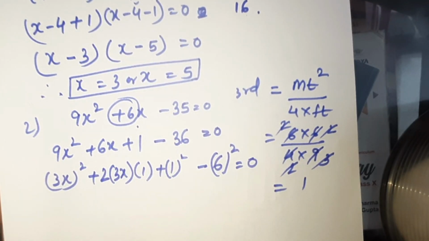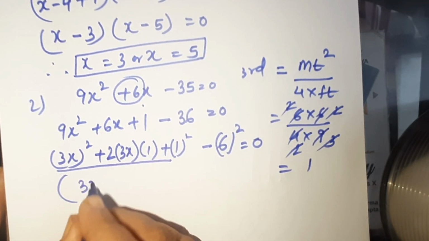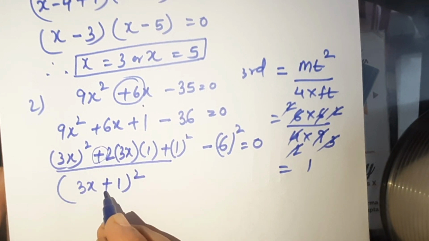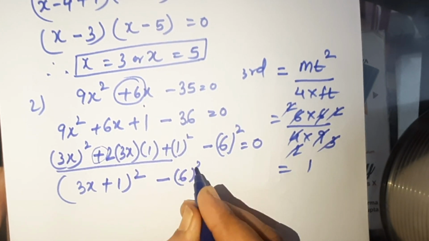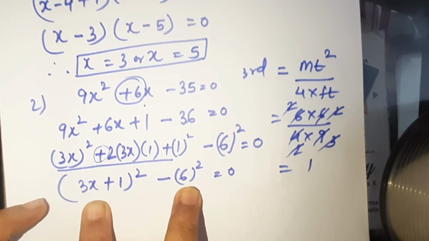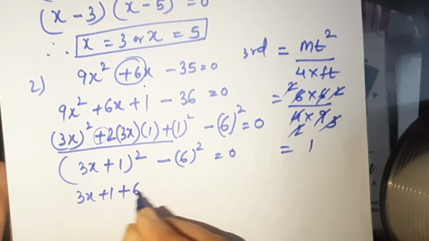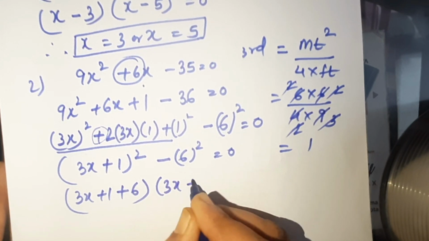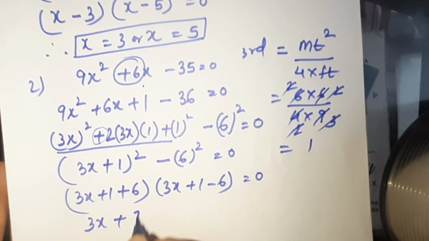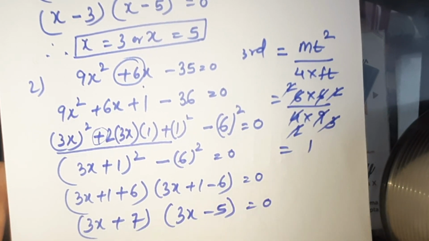We need to make separate squares here. Now this whole term will be a plus b whole square, as here the plus sign is there, I made it plus. Minus 6 square is equal to 0. Now we are applying the a square minus b square identity. So a plus b, a minus b. Now 3x plus 7 and 3x minus 5 is equal to 0.